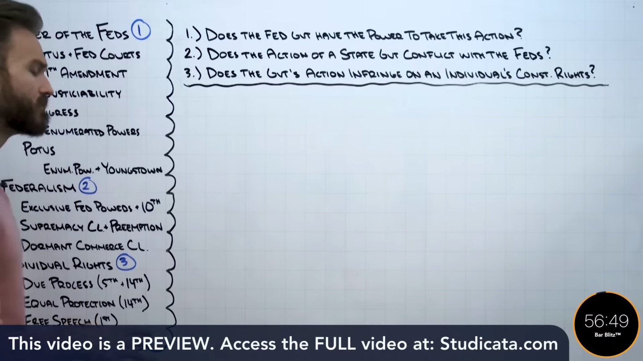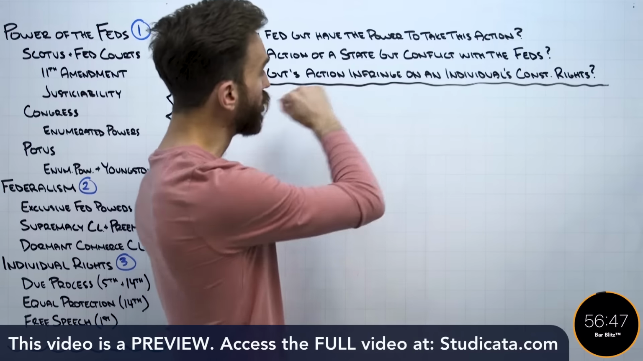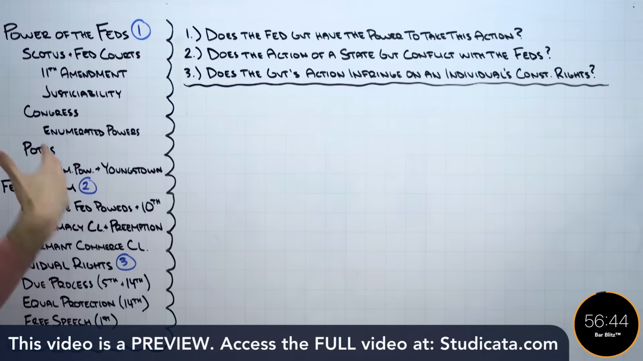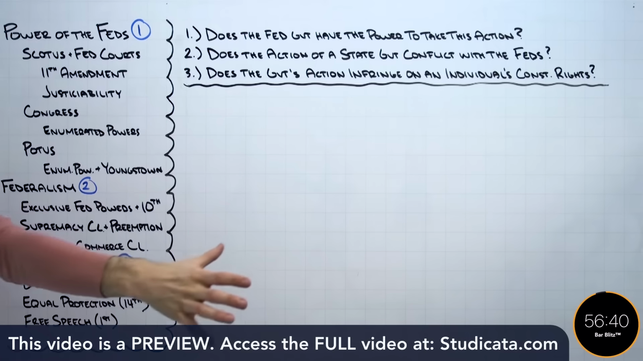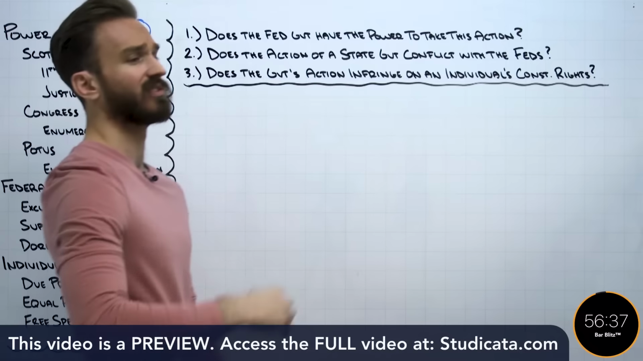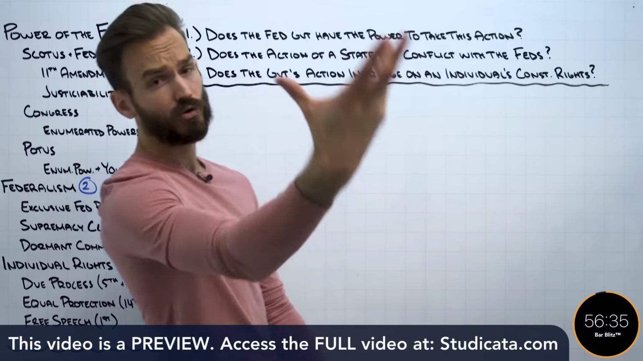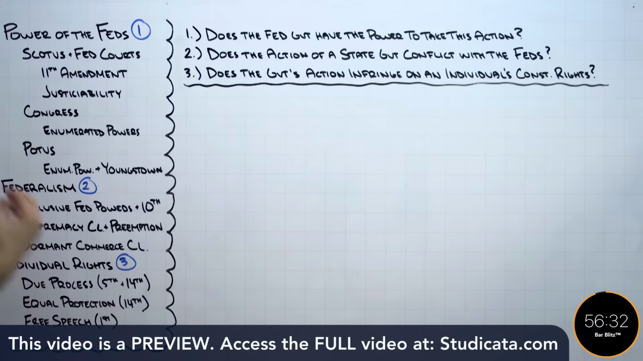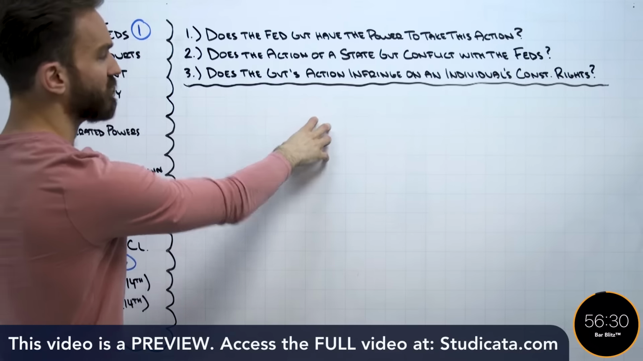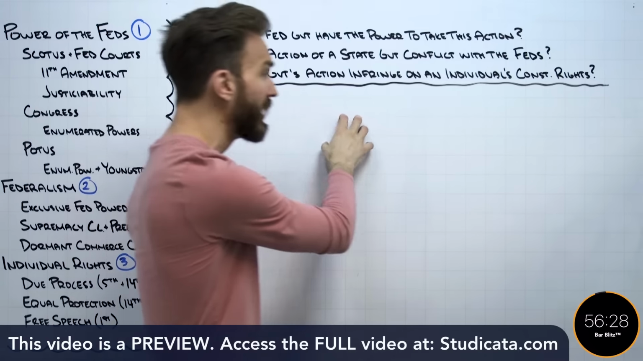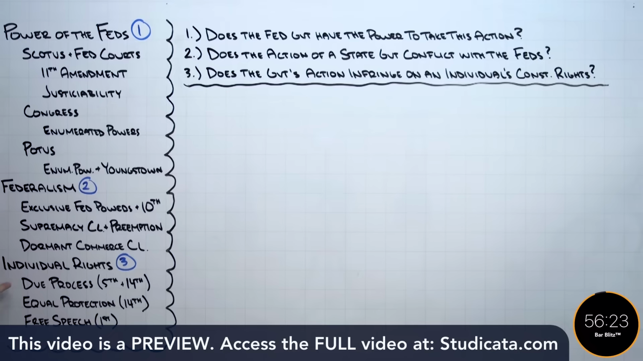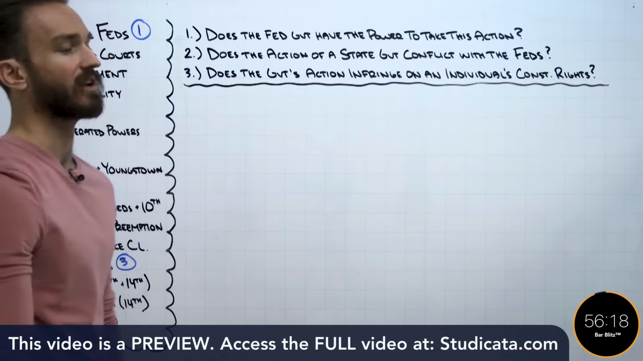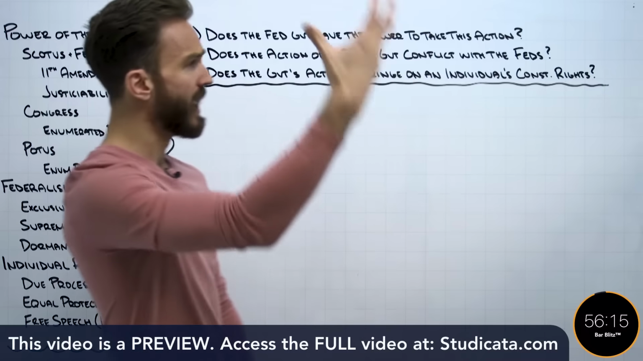Finally, our last bucket that we're going to go over here, and the last third issue you want to think about, is individual rights. This is usually really easy to issue spot on constitutional law fact patterns. Anytime you see the government passing regulations, whether it's a state government, a local government, or the federal government, Congress passing laws, we have to make sure that those regulations don't infringe on an individual's constitutional rights. And the big ones we're thinking about here are substantive due process, equal protection, and free speech. These are the three we're really going to break down at the end of this video.